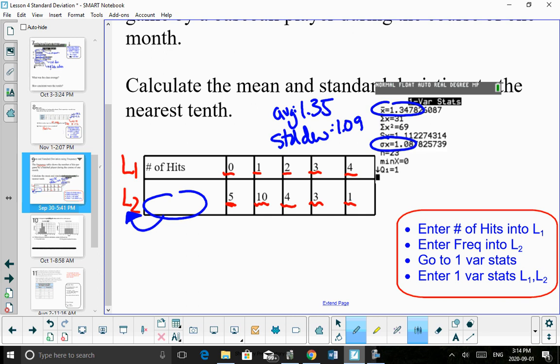Okay, so essentially the frequency stuff is done the exact same way as the non-frequency stuff. You just have to remember to put that L2 in. Okay, that's the only difference.